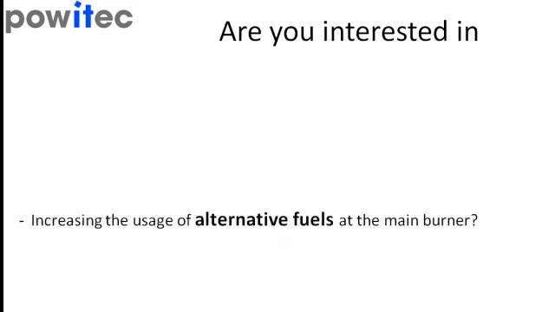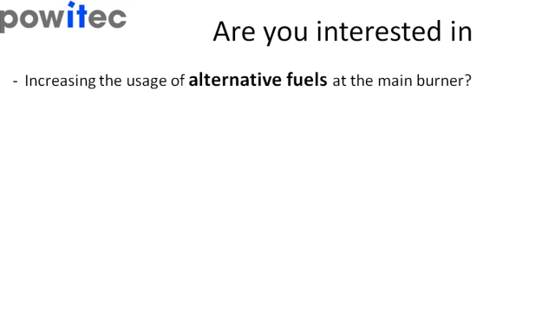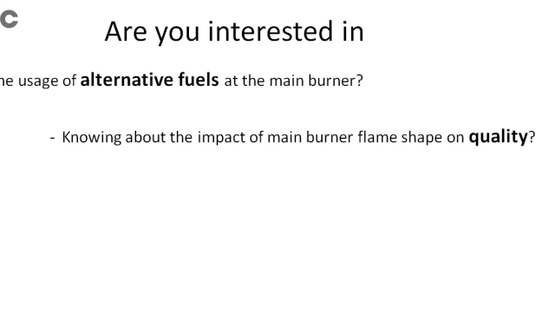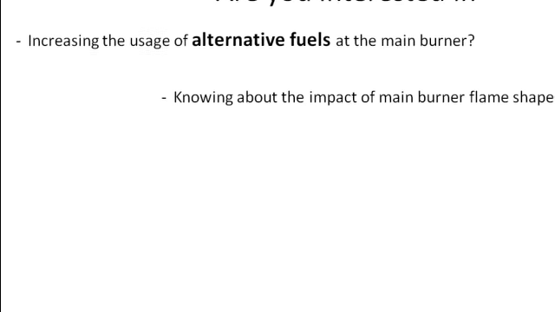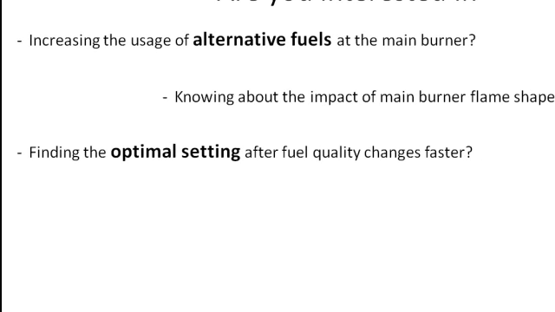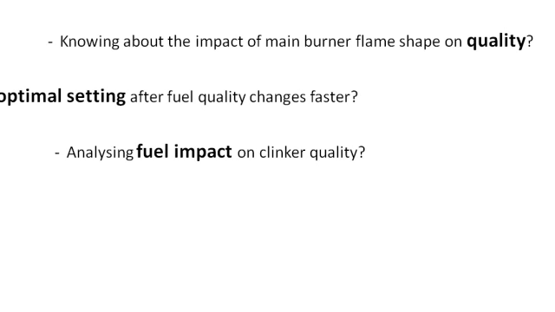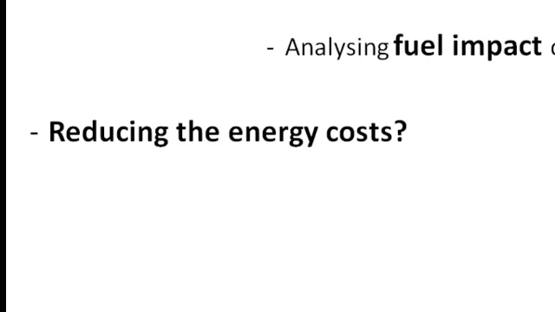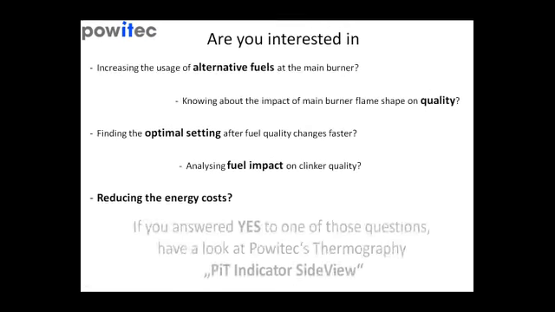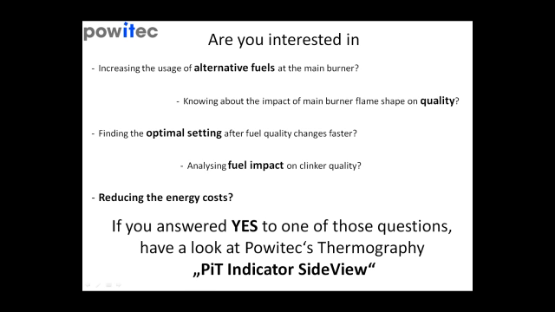Are you interested in increasing the usage of alternative fuels at the main burner, knowing about the impact of main burner flame shape on quality, finding the optimal setting faster after fuel quality changes, analyzing fuel impact on clinker quality, reducing the energy costs? If you answered yes to one of those questions, have a look at Powitec's Thermography, PiT Indicators SideView.